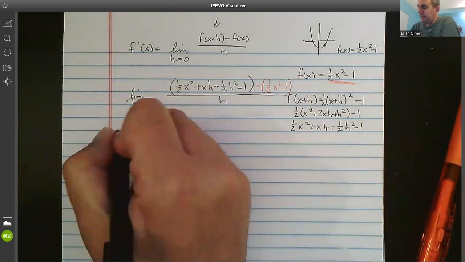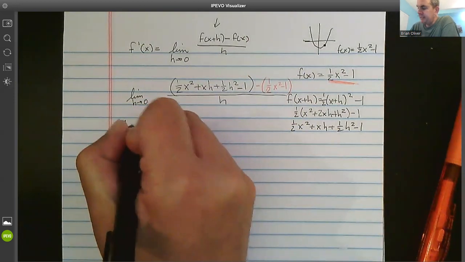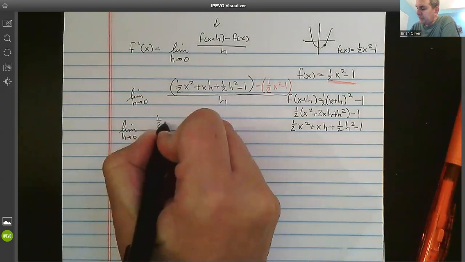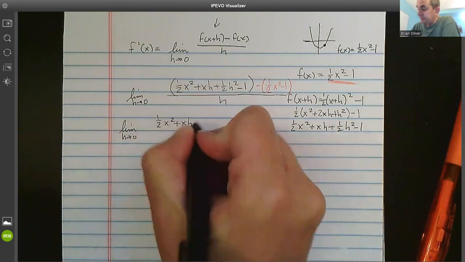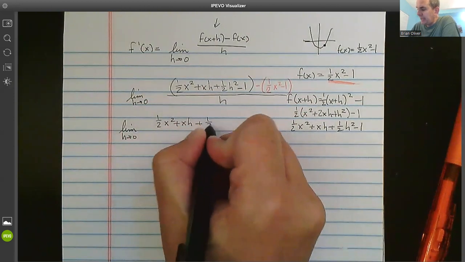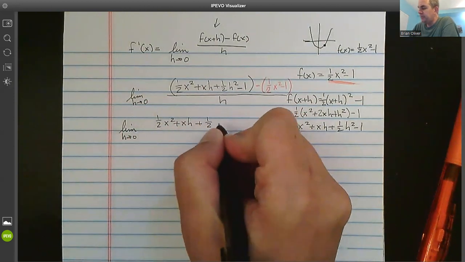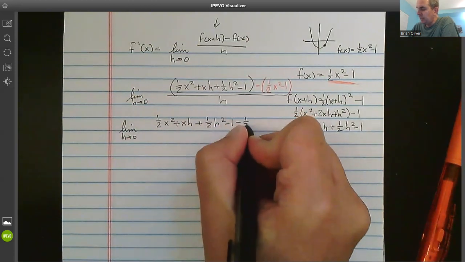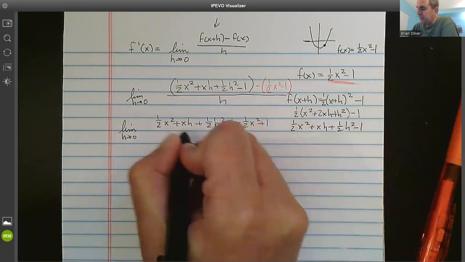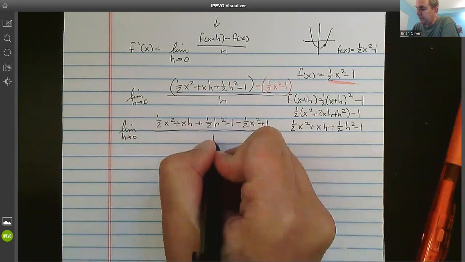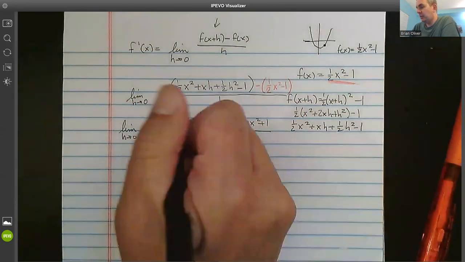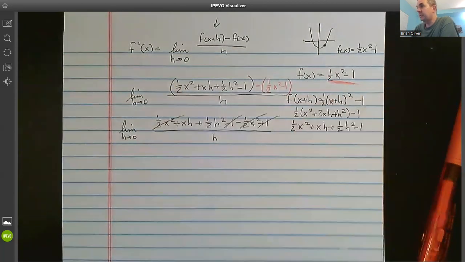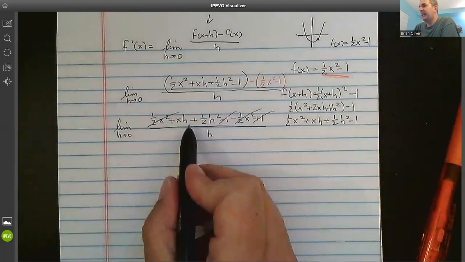Then I'll go ahead and simplify it. Again, the limit as h approaches 0 of 1/2 x squared plus xh plus 1/2 h squared minus 1 minus 1/2 x squared plus 1, and that whole thing is over h. If you look at it, the 1/2 x squared and 1/2 x squared cancel out. The negative 1 and the positive 1 cancel out. And I'm left with xh.